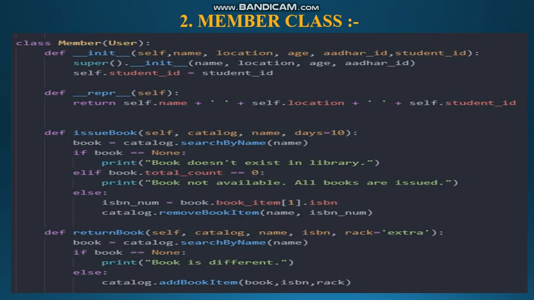Again, if the student wants to return the book, we will update our inventory. How will we update the inventory? First we check whether the student has returned the same book or not. If the book is none, it means that the book is different. If the book is the same, we will add that particular book to our inventory.